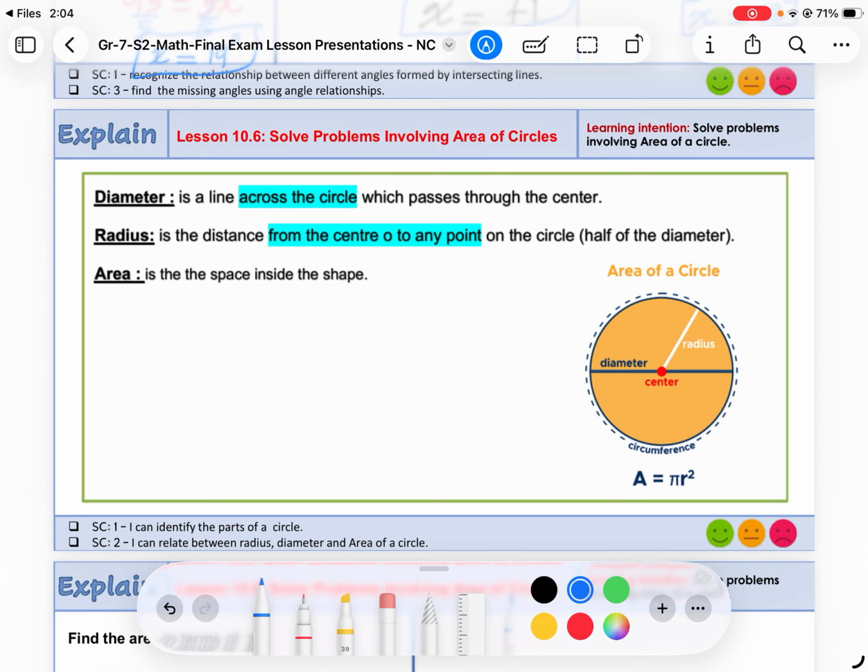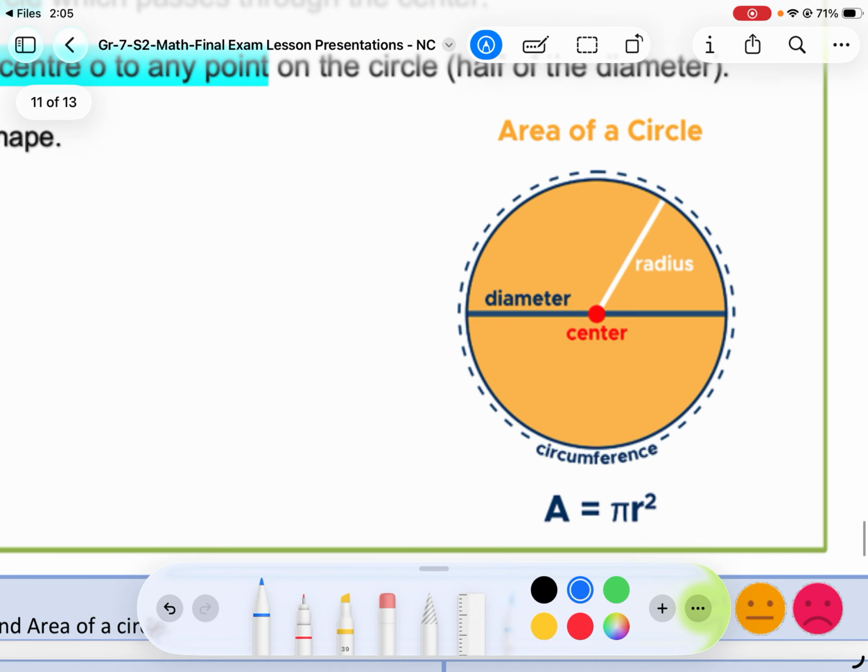Now finally moving on to 10.6, which is solving problems involving area of circle. First of all, you need to know these definitions, the meaning of a diameter and the parts of the circle. The distance from the center to the surface of the circle is called the radius. We usually refer to it with the letter R. So this line is a radius, this one is a radius, and this is a radius. Any distance from the center to the surface, we call a radius.